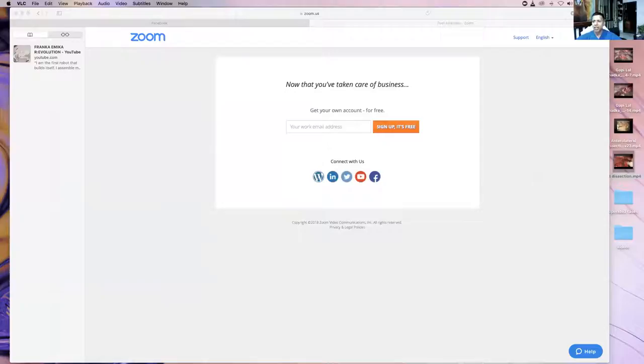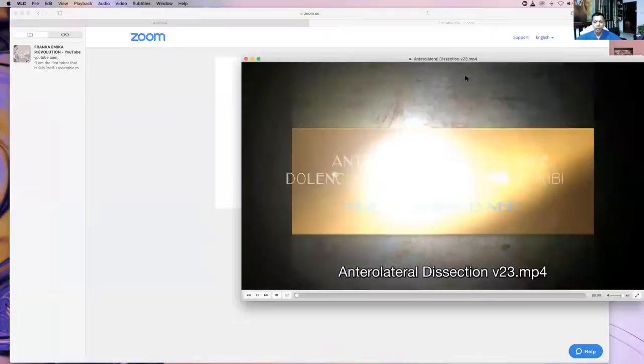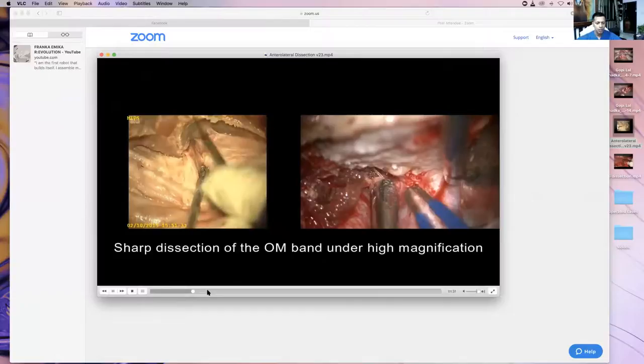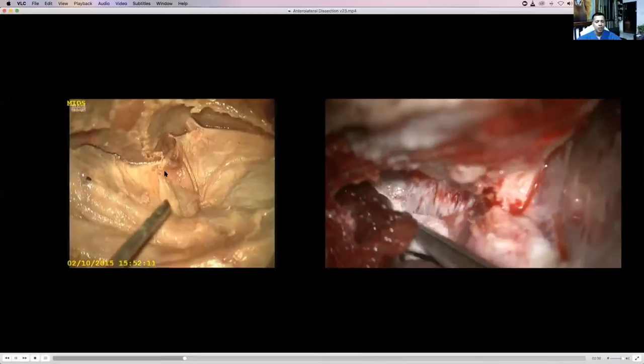Now I will show you the anterolateral dissection, exactly what we did right now. Okay? Anterolateral dissection, the same thing what we did. Cutting the orbitomeningeal band. Look at only this window. So exactly what we did now in the case.